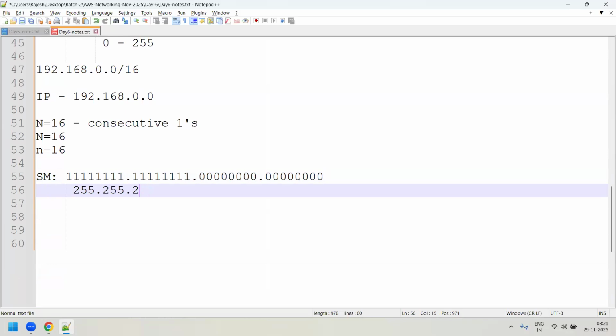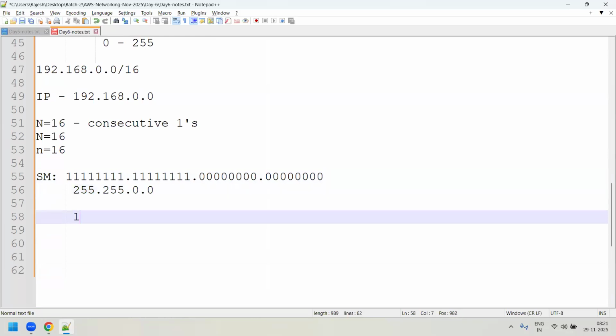So the value is 255.255.0.0. So your IP address range will be 192.168.0.0 to 192.168.255.255, like this. Am I clear, sir?